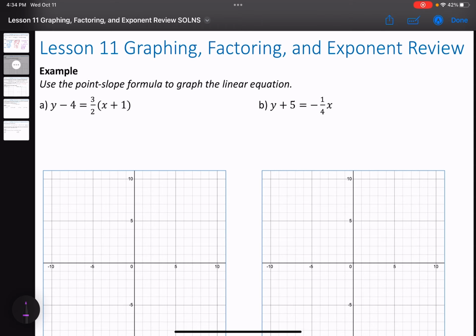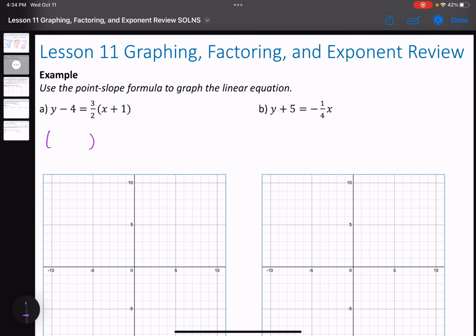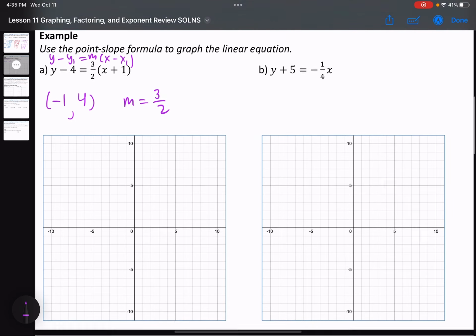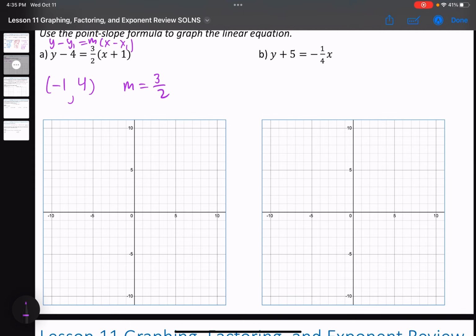So let's do the same thing we have been doing. We need to find a point and a slope, and then we're going to try to graph this. If we know that y minus y1 is equal to m times x minus x1, we know that our x1 is going to be -1, opposite sign of +1, and our y1 is going to be 4. Our slope is going to be 3/2, and if we graph this, we're just going to graph our point and our slope. -1, +4 is about right here.